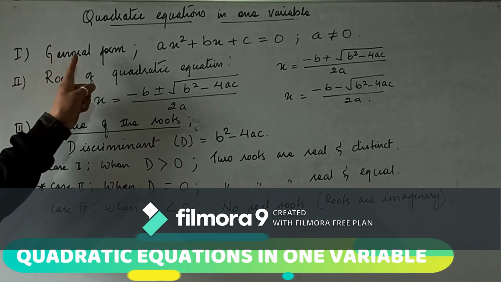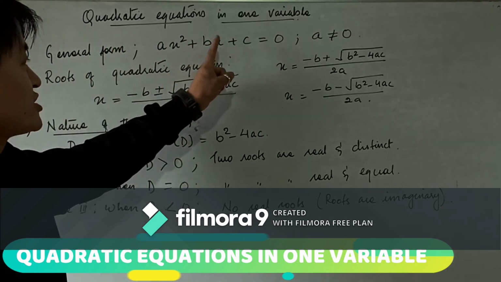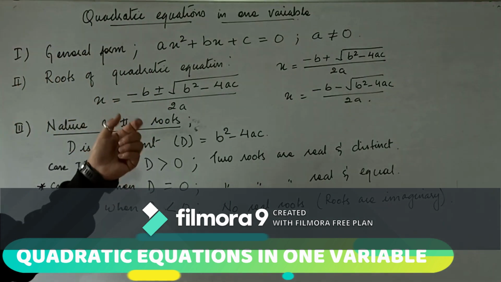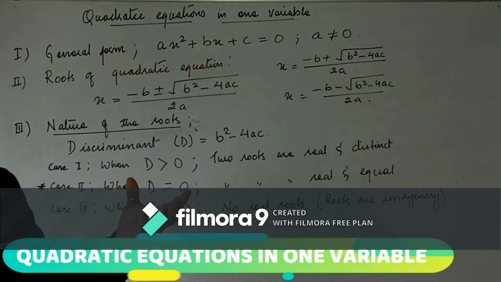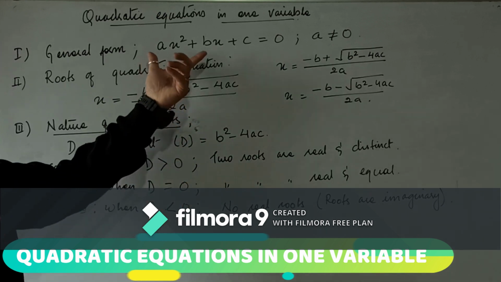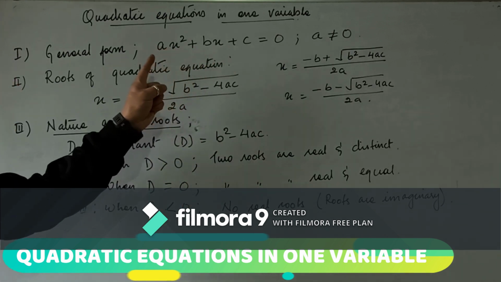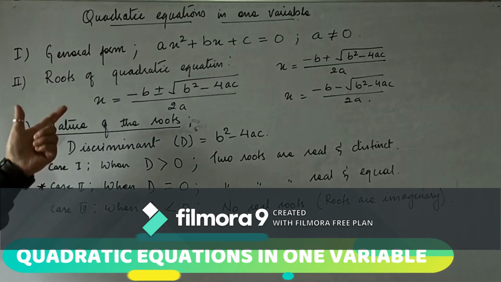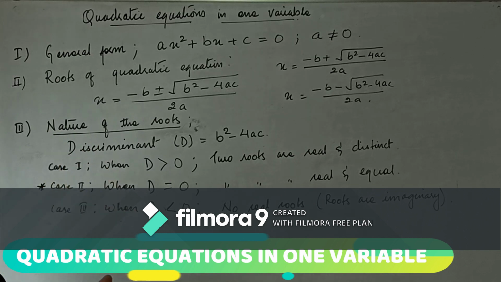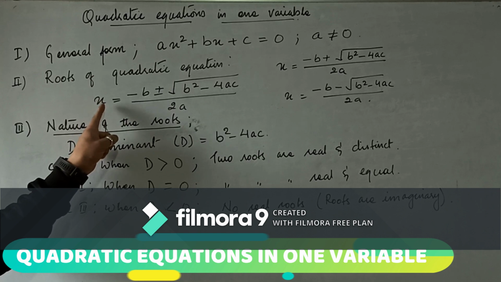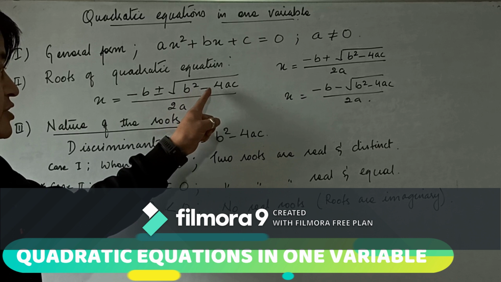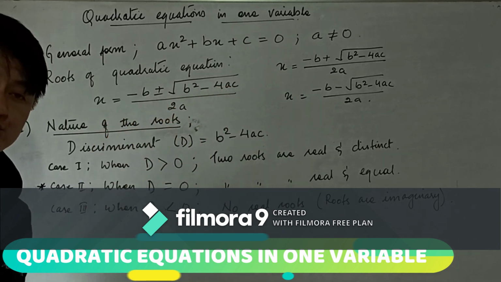These are the three important points, or the important formulas, for the quadratic equation. First one is the general form, ax² + bx + c = 0, where a is not equal to 0. This is very important because in every sum we have to compare the given equation with the general form to find the values of a, b and c. The next one: if it is asked to find the roots of the quadratic equation, we use the formula x = (−b ± √(b² − 4ac)) / 2a.